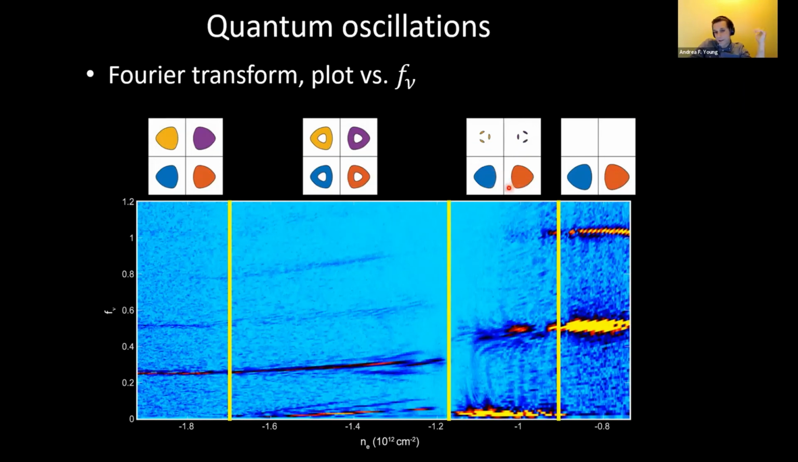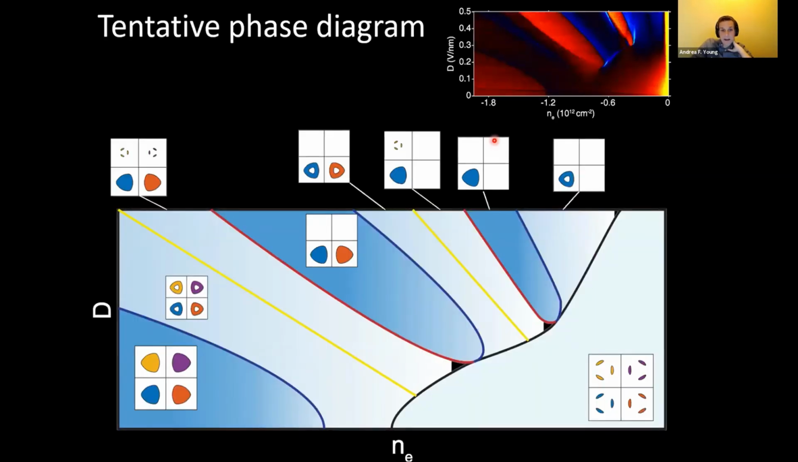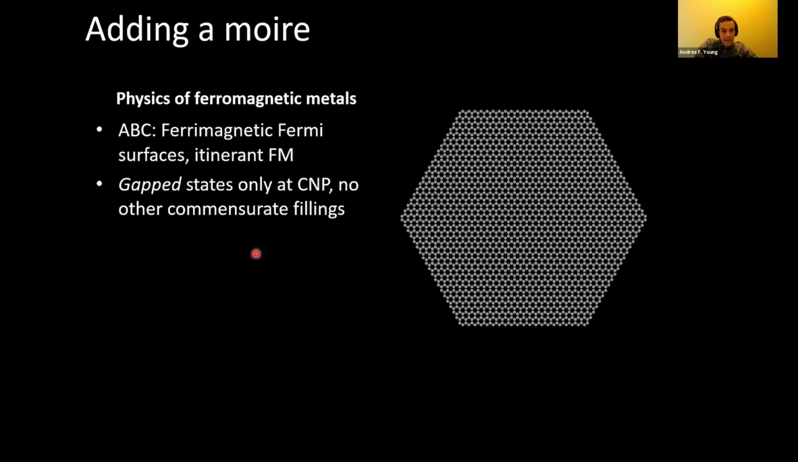So majority carriers in one valley, or one spin, and minority in the other valley or the other spin. Okay, so we can basically flesh out this phase diagram, and it's very complicated for a system that has absolutely no moire, right? This is a perfect crystalline graphene system where we've just increased the density of states a bit by using these band edge Van Hove singularities.